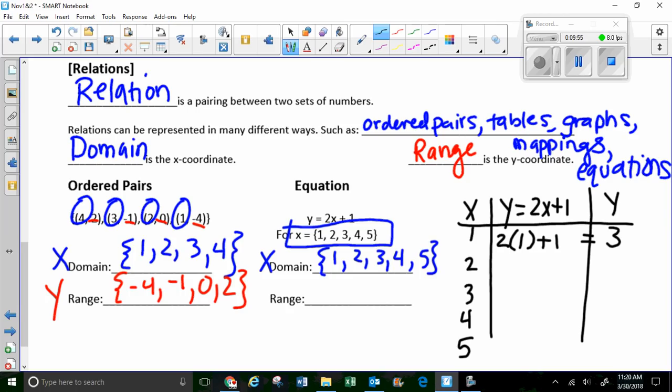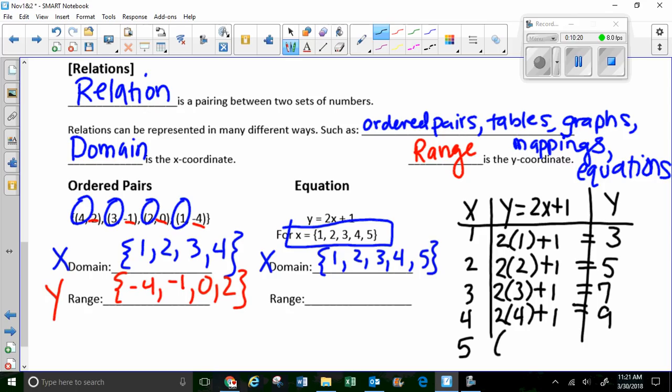Then I plug in 2 as my x value. 4 plus 1, which is 5. Then plug in 3 for your x value. And this time I'm going to get 7. Notice I'm counting by 2s. That's the function rule. The slope is 2. I'll get 2 times 4, which is 8, plus 1, so that's 9. And the last one, 2 times 5 plus 1 is going to give me 11.